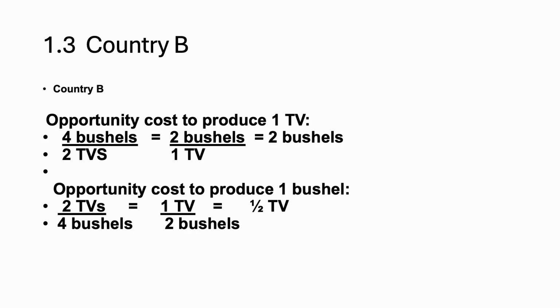Now we need to find out the opportunity cost for country B. Country B can produce 4 bushels of cotton or 2 TVs. Therefore, the opportunity cost to produce 1 TV is 2 bushels of cotton. The opportunity cost for country B to produce 1 bushel of cotton is 1/2 of a TV. So you take 2 TVs and divide it by the 4 bushels, and that's how you get your half a TV.